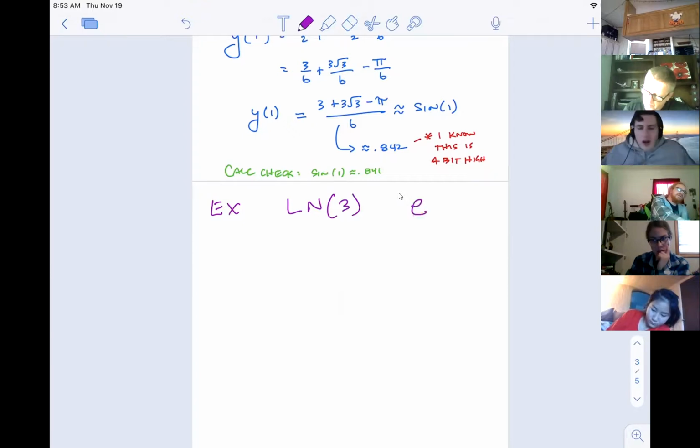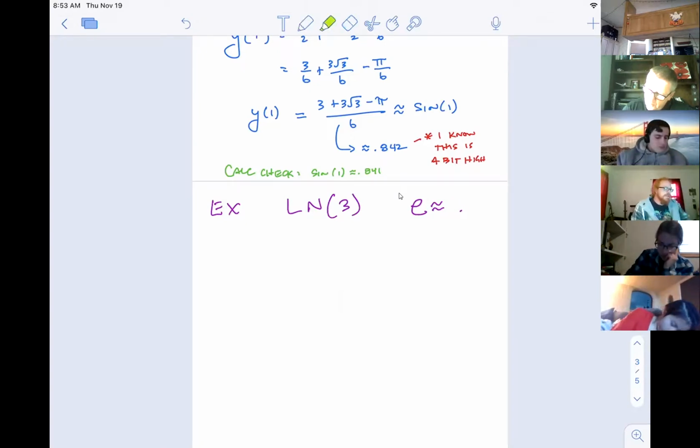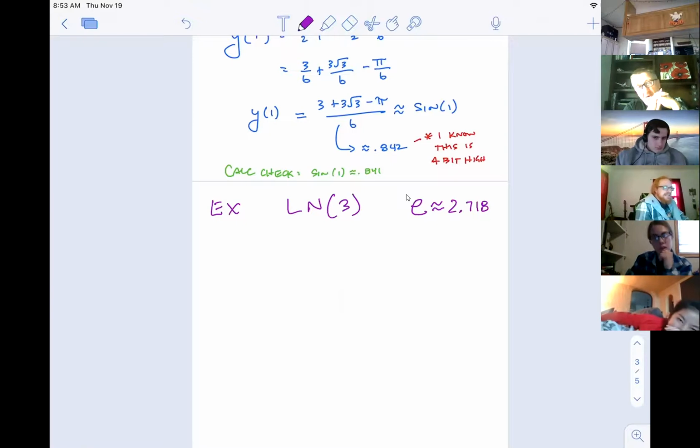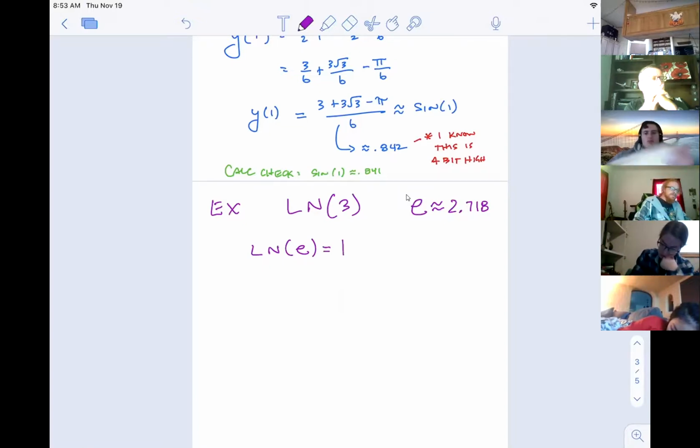e, remember, is approximately 2.718. And you actually know the natural log of e. Well, you might remember it. The natural log of e is what? 1. It's 1. Therefore, the natural log of 3, then, I would guess, is, well, a little over 1.